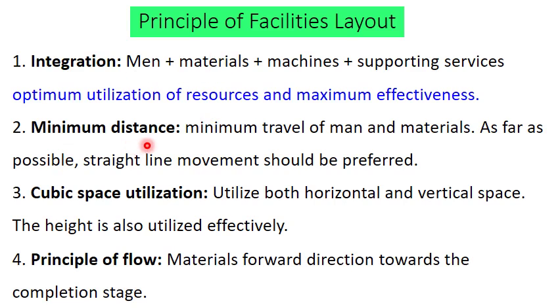And the other is minimum distance. As the distance increases, we know that transportation cost or material handling cost will also increase. So we have to keep in mind that we have to reduce the distance of movement. Minimum travel of man and materials is essential in order to reduce the cost. As far as possible, straight line movement should be preferred. It is better to select straight line movement than other types of movement like circular or curved and so on.